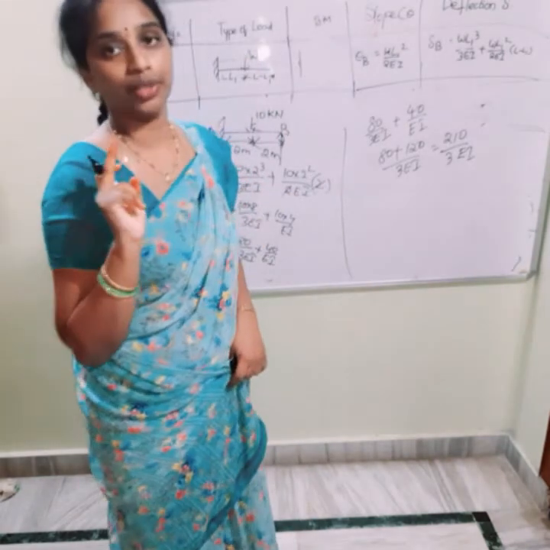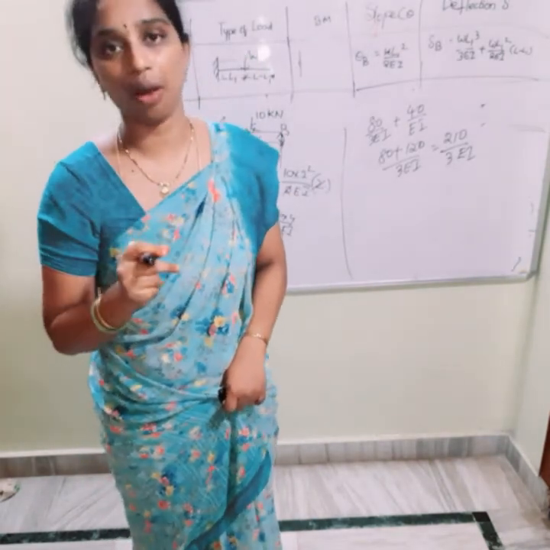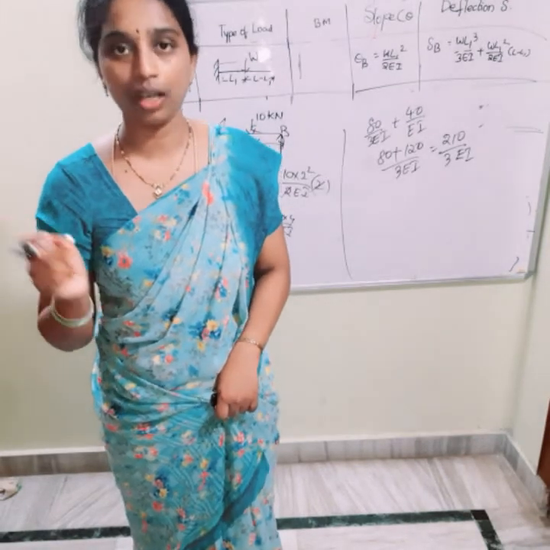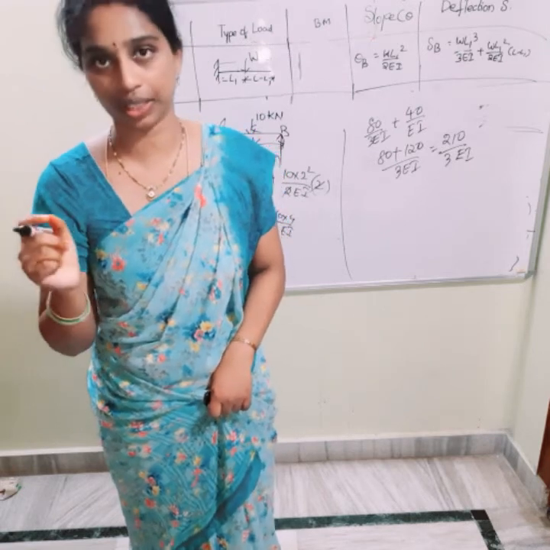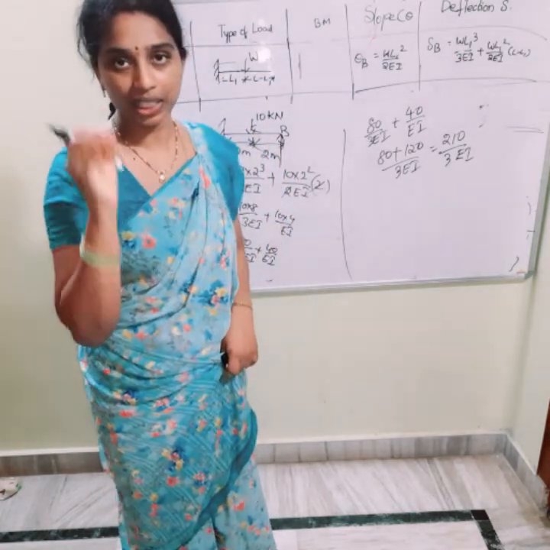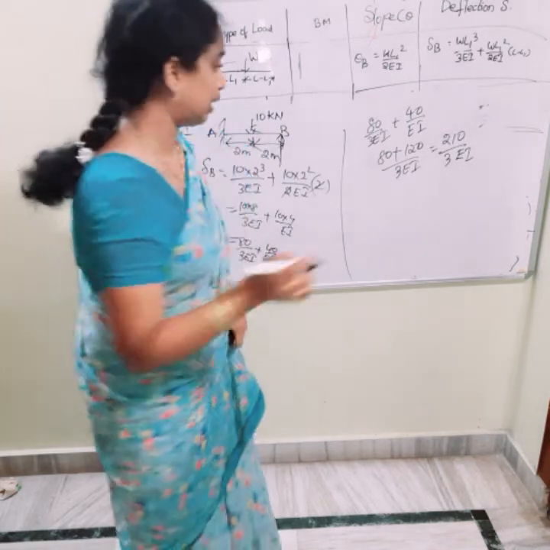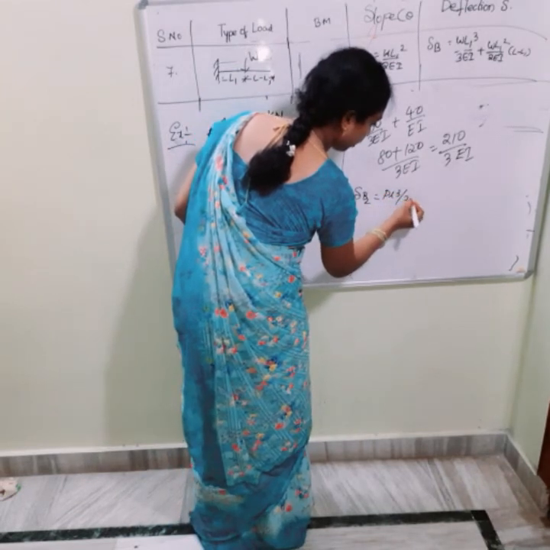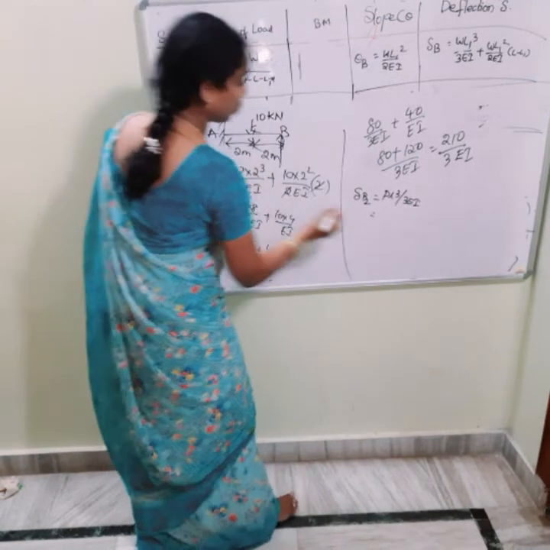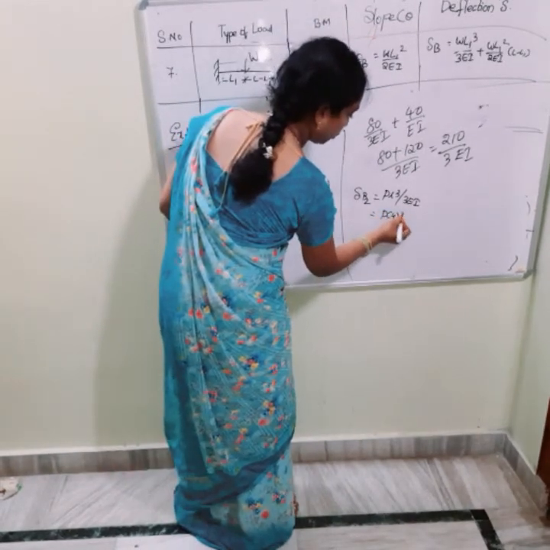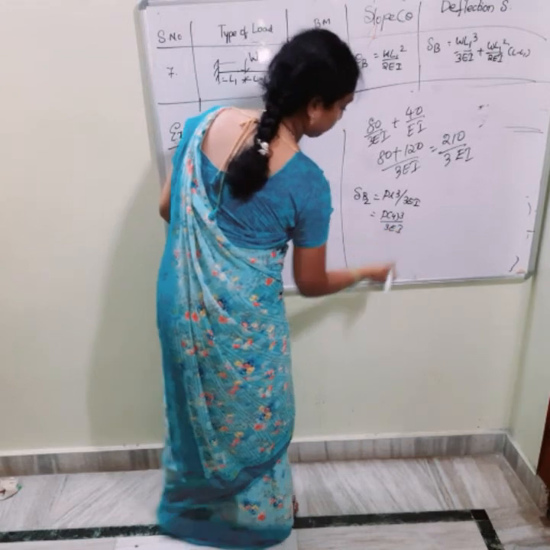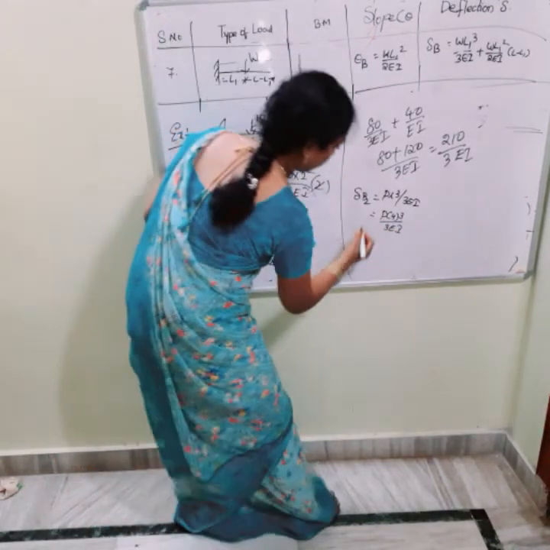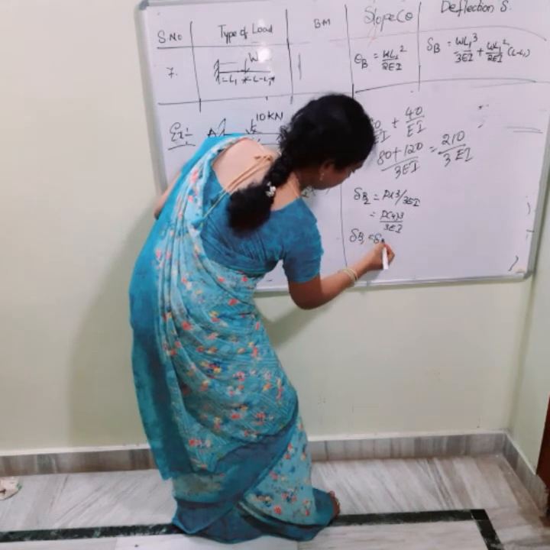Remove the prop and calculate the deflection. Remember, if you consider only the prop, the deflection formula is nothing but PL cube by 3EI. How this formula came, I have discussed in previous videos, so please check it out. If a load is acting at the end of a cantilever beam, the deflection value is nothing but PL cube by 3EI. So here L how much? 4. P into 4 cube divided by 3EI. That means delta B1 is equal to delta B2.